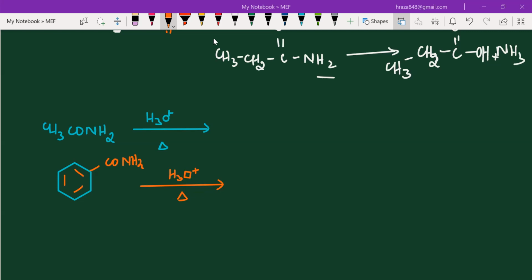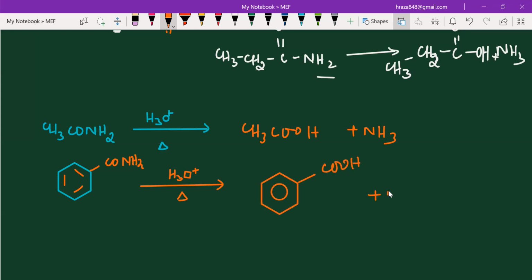So we'll get CH3COOH plus NH3. And it's also very easy. This will be converted into COOH and plus NH3, right? Yes, sir.